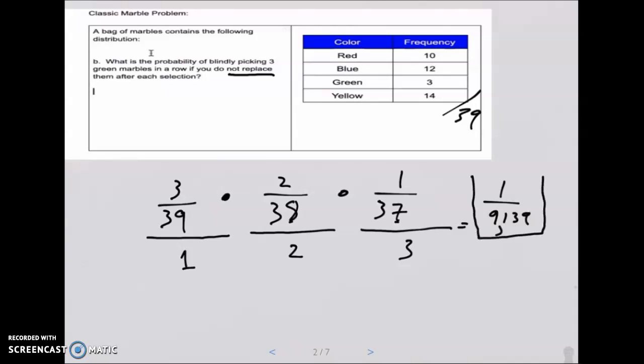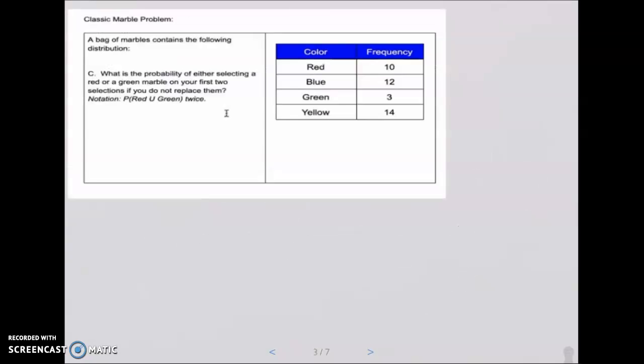And again, probability can be written as a fraction like that. It can be written as a decimal, 0 point whatever. Or it can be written as a percentage, like 13%. Okay. Cool, so you guys are going to try a couple.